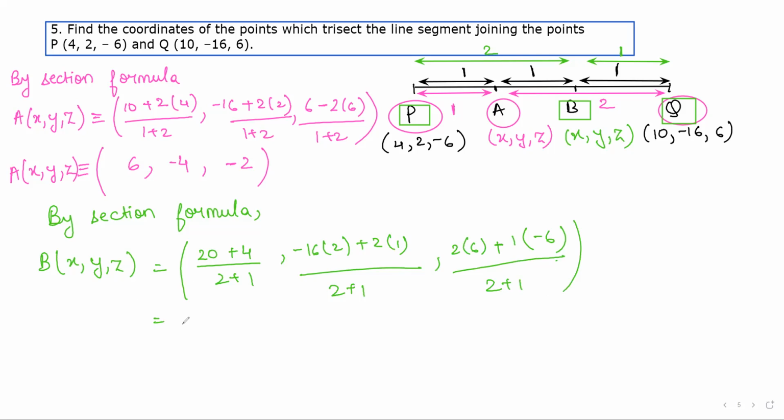This is equal to 24 upon 3, which is 8; minus 32 plus 2, minus 30, upon 3, which is minus 10; 12 minus 6, 6, upon 3, which will be 2. So the coordinates of B are (8, minus 10, 2). That concludes this exercise. Thank you.